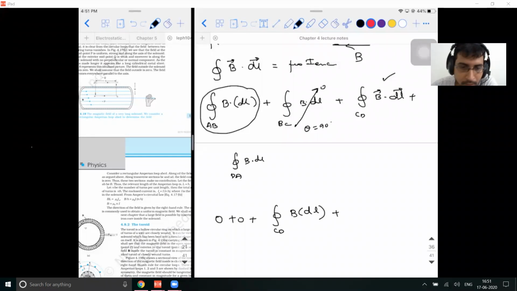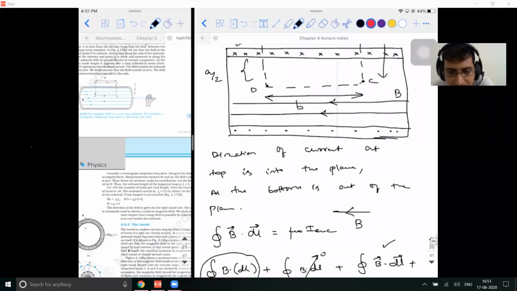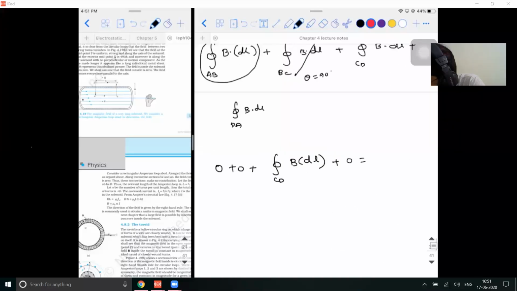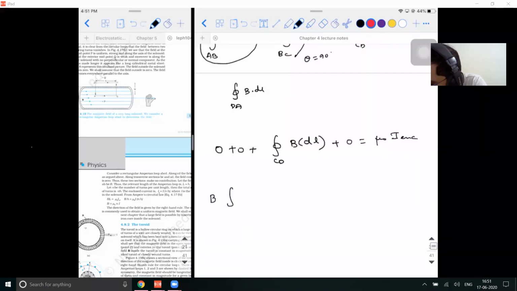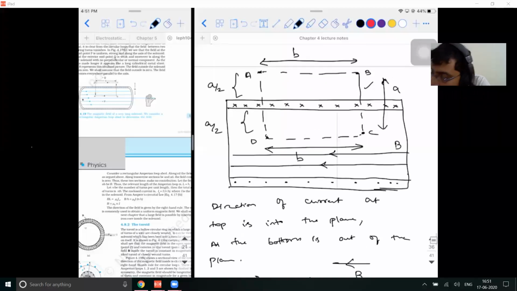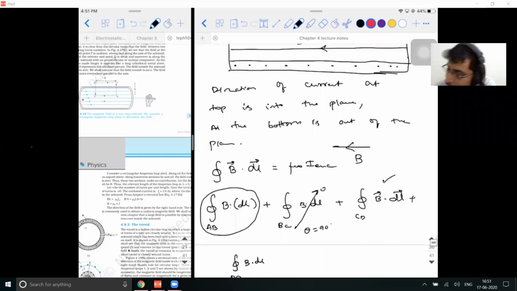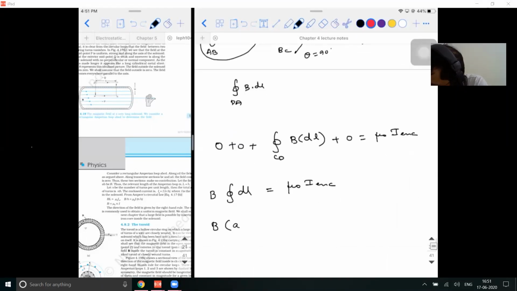Plus for DA, I hope you would have done. For DA again it is 90 degrees, so this will also be 0. It will be equal to mu naught into I enclosed, right? So B into the surface integral of dl will be equal to mu naught into I enclosed. What is the surface integral of dl? It is going to be the length of this portion, the length of CD. What is the length? It is b. So B into b will be equal to mu naught into I enclosed.